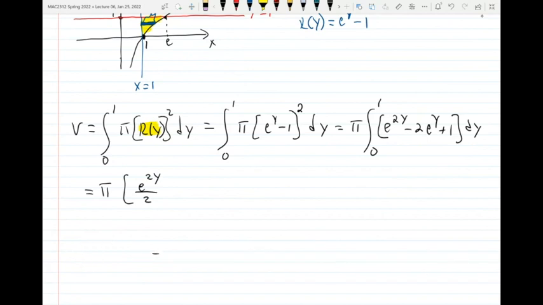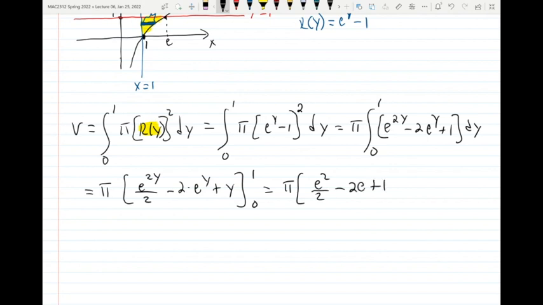Okay, so that's that, and then the integral of minus 2 times e to the y. The integral of e to the y is e to the y plus y, and then from 0 to 1. So we get e squared over 2 minus 2e plus 1 minus, now when you plug in 0, be careful, you don't get 0, right? Because e to the 0 is 1. So you're going to get 1/2 minus 2 plus 0. And then we calculate this.